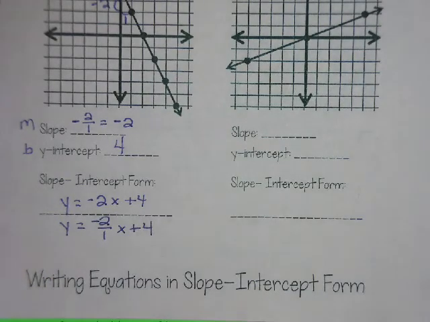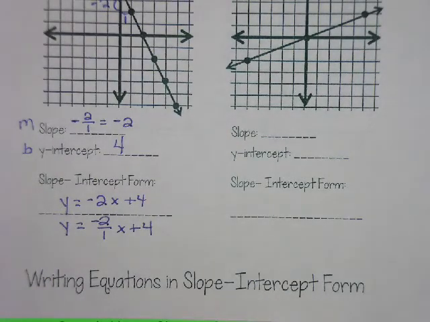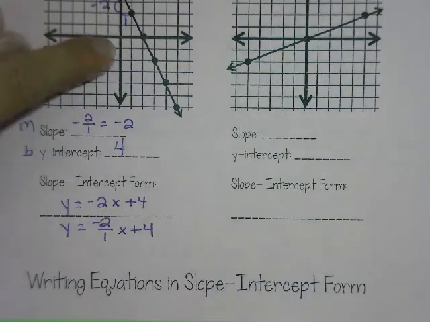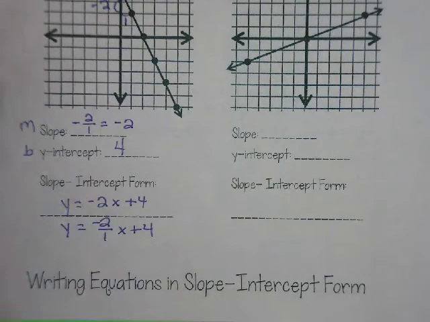Remember, we write that slope as a fraction or a whole number, because if I have this equation and I have to go back to here, I know I can put a 1 underneath there.